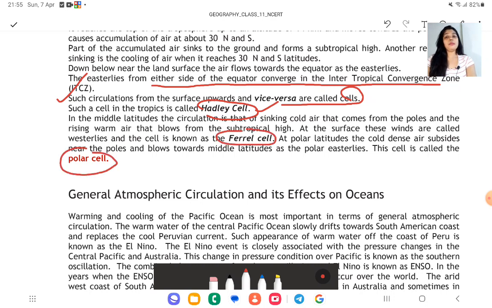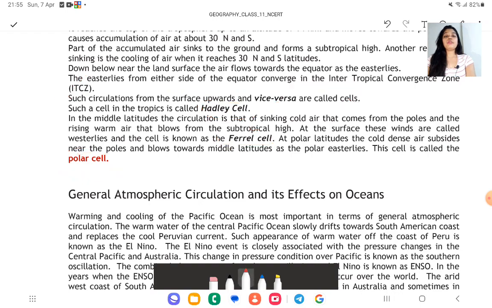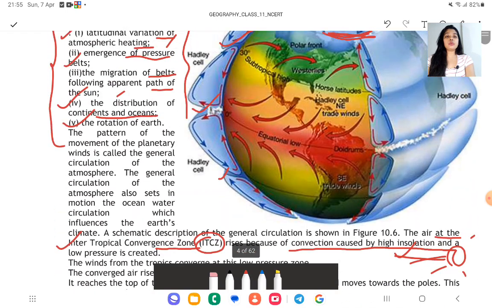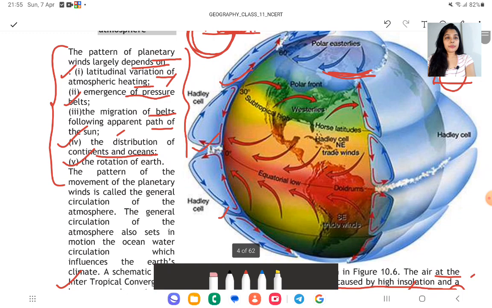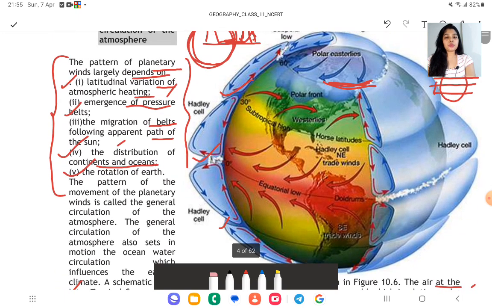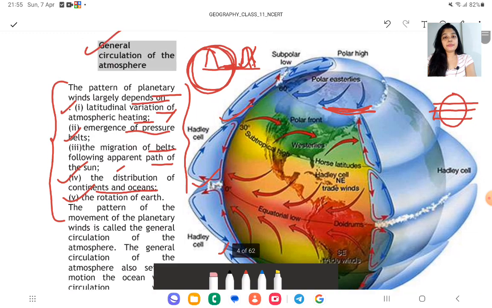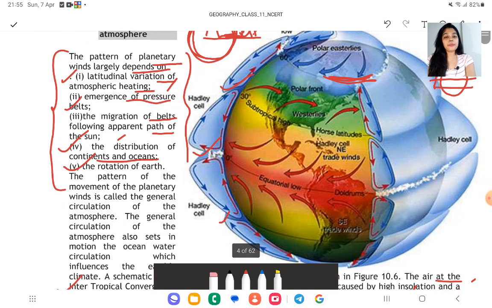So there is something called the Hadley cell, and there is something called the Ferrel cell, and there is something called the polar cell. For knowing this, we have to again go to this diagram. So this is your Hadley cell, which is getting formed in the ITCZ region to 30° north and 30° south, and then you have this Ferrel cell and then your polar cell.